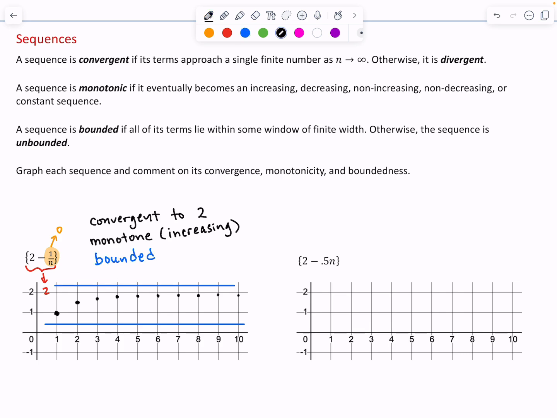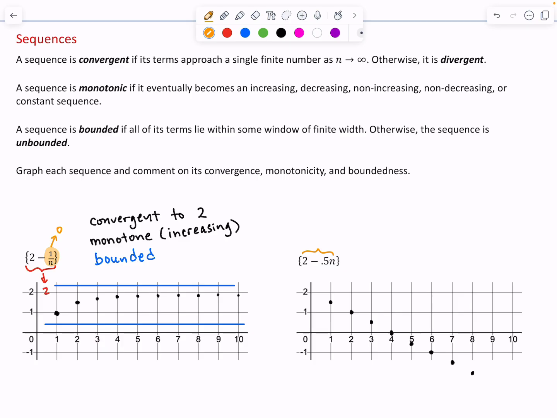Okay, the next sequence, when n is 1, we get 2 minus a half, which is 1.5. When n is 2, 2 times 0.5 is 1, and 2 minus 1 is 1. When n is 3, we get 2 minus 3 times 0.5 is 1.5, and 2 minus that is 0.5. In fact, this is just a linear sequence. We lose 1 half as we go from term to term.